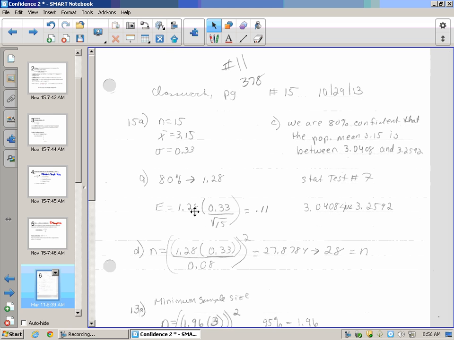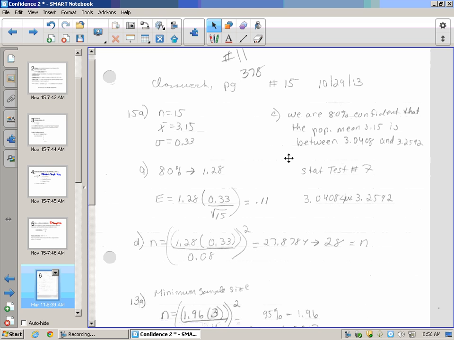And then we're going to find the margin of error. 1.28 is your z sub c, your critical value, times the standard deviation over the square root of 15. You get 0.11. Then they tell us to do an interpretation where we say we are 80% confident that the population mean is between 3.0408 and 3.2592. Then on D, it's going to tell you to find the sample size. So you're going to take the critical value times 0.33. They gave us the E this time of 0.08, and we get 27.878, which rounds to 28.